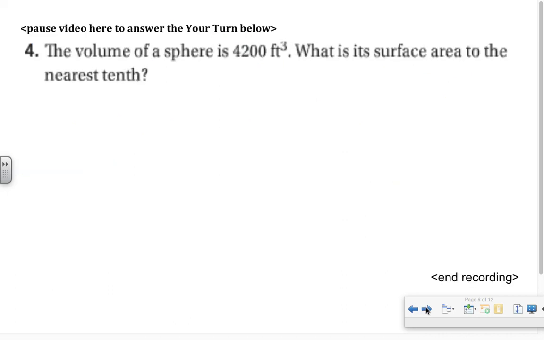And pause your video here so that you can answer the your turn below.